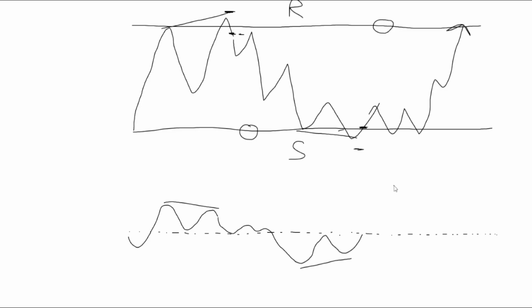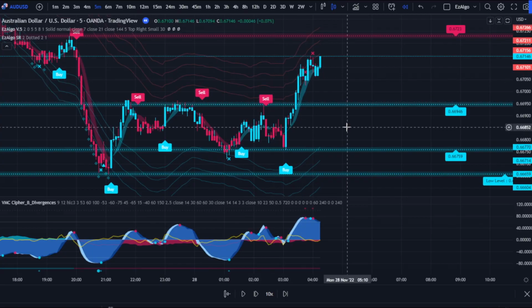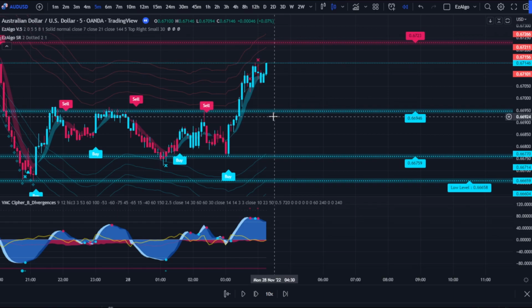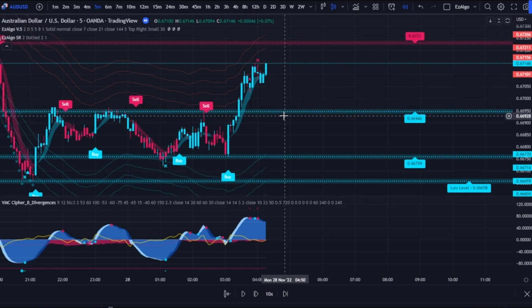Let me go into TradingView and actually show you a few examples from today and yesterday on a Forex pair. So I'm here on AUD USD. Like I said, the indicators that we're going to be using are EzAlgo for the support and resistance levels, as well as the mild buy and sell signals and the buy and sell signals. I find these signals extremely useful for confirmation after you've entered the trade. So I went back to yesterday and I found a few good examples, and we're going to try to trade these together.